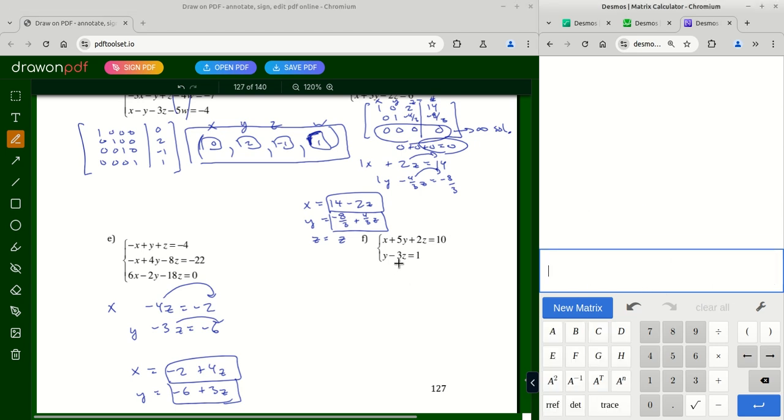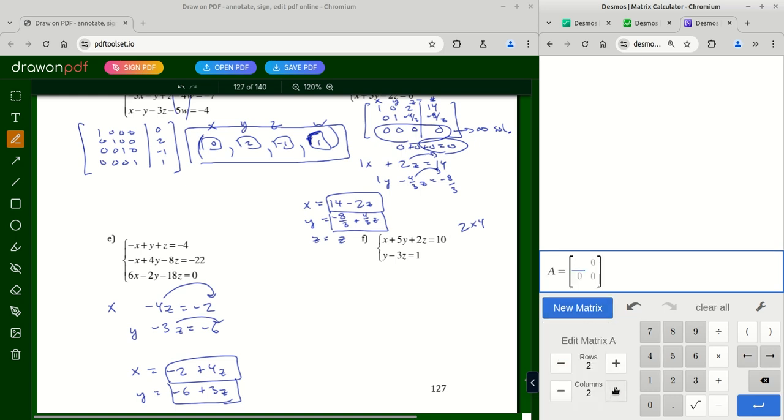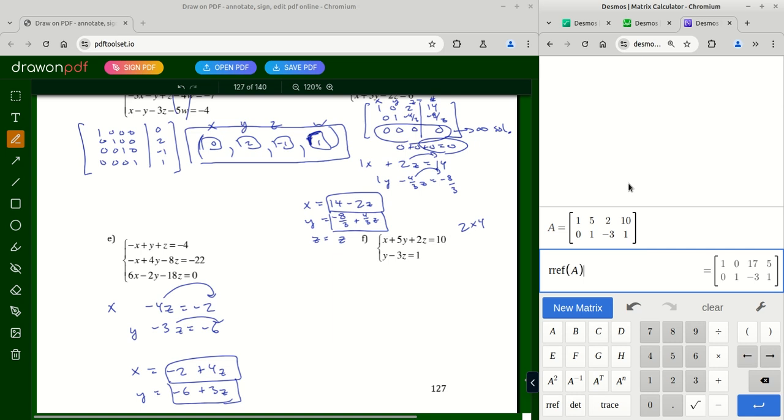Okay, last one. This size is different. This is a 2x4 because it doesn't have a third row. And notice that the order is all kind of weird as well. So this is a 2x4. Just be careful about it. There's 0 x's. And what this is assuming is that the bottom row is all zeros. So this is going to be that dependent infinite solutions.